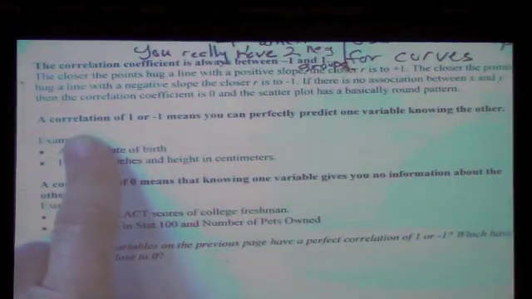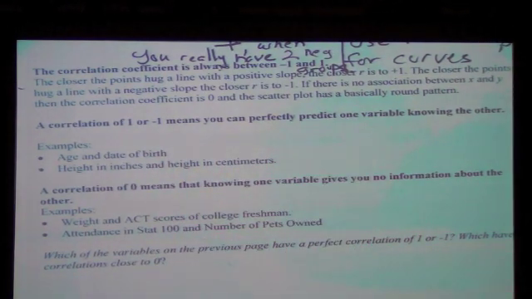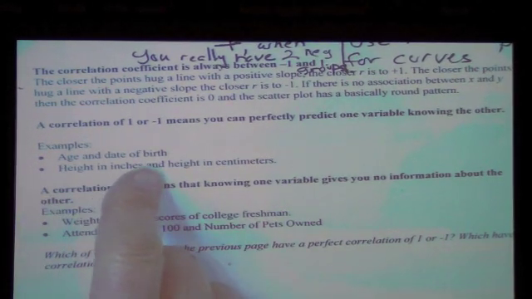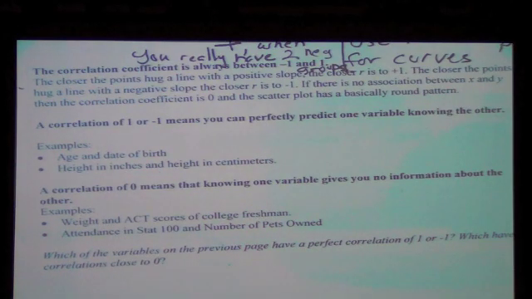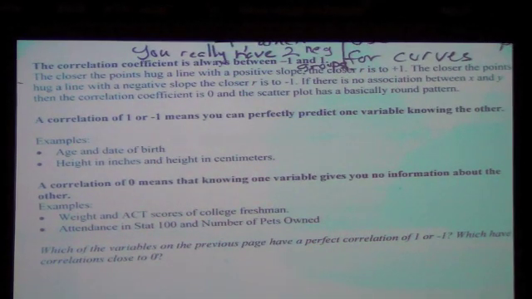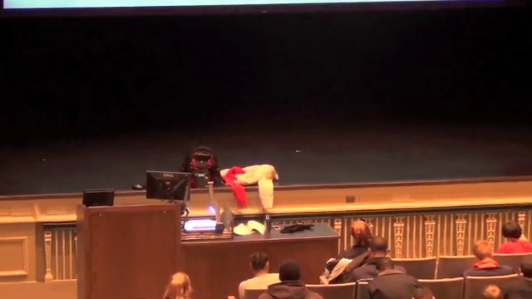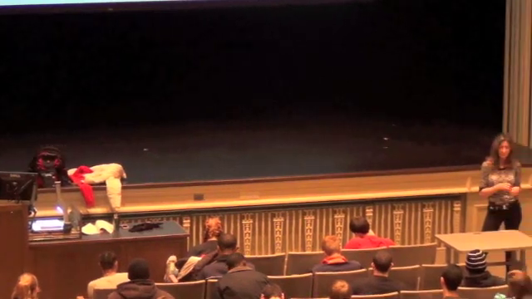All right, so now let's see. Here's some examples of correlations that are perfect. It means you can perfectly predict one variable from another. So if you know somebody's date of birth, you know exactly what their age is, right? And vice versa. Height in inches and height in centimeters. If you tell me your height in inches, then all you have to do is multiply by 2.54 centimeters per inch, and you know exactly what the height is in centimeters. There's a formula relating the two. Does that make sense to everybody?